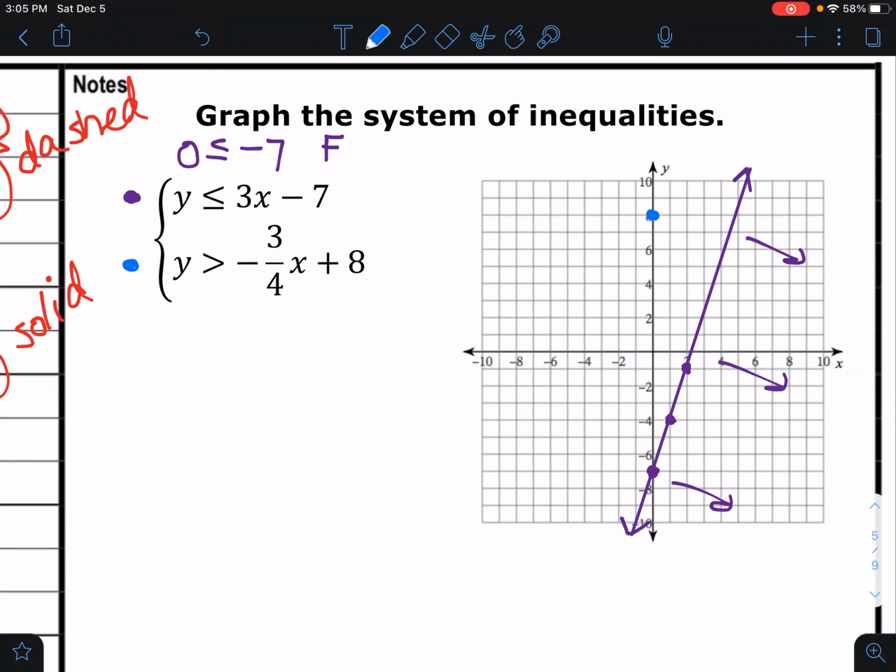My slope is negative 3/4. I like to put the negative on the top. You can put it on the top or the bottom, but don't put it on both, right? Top or bottom. So my rise is negative 3. That means down 3 units, and a run of 4. So run of 4, and that means I would plot a point right there. Okay, so I'm going to put a dot right here, and then draw my line.